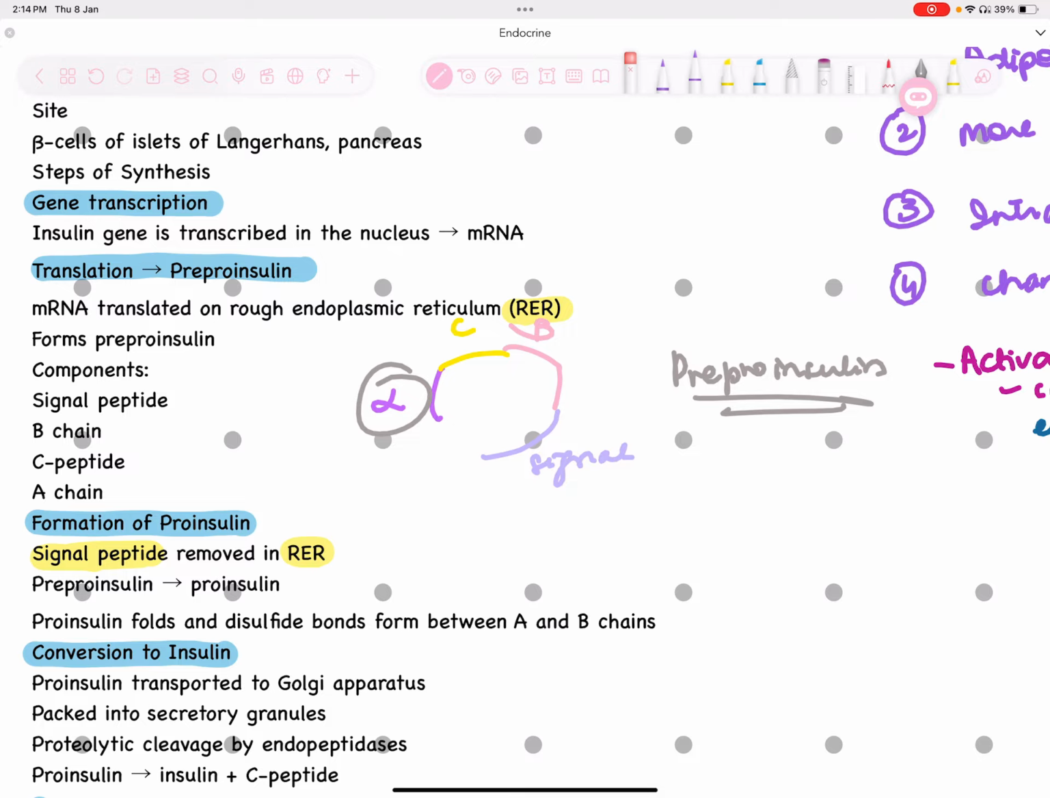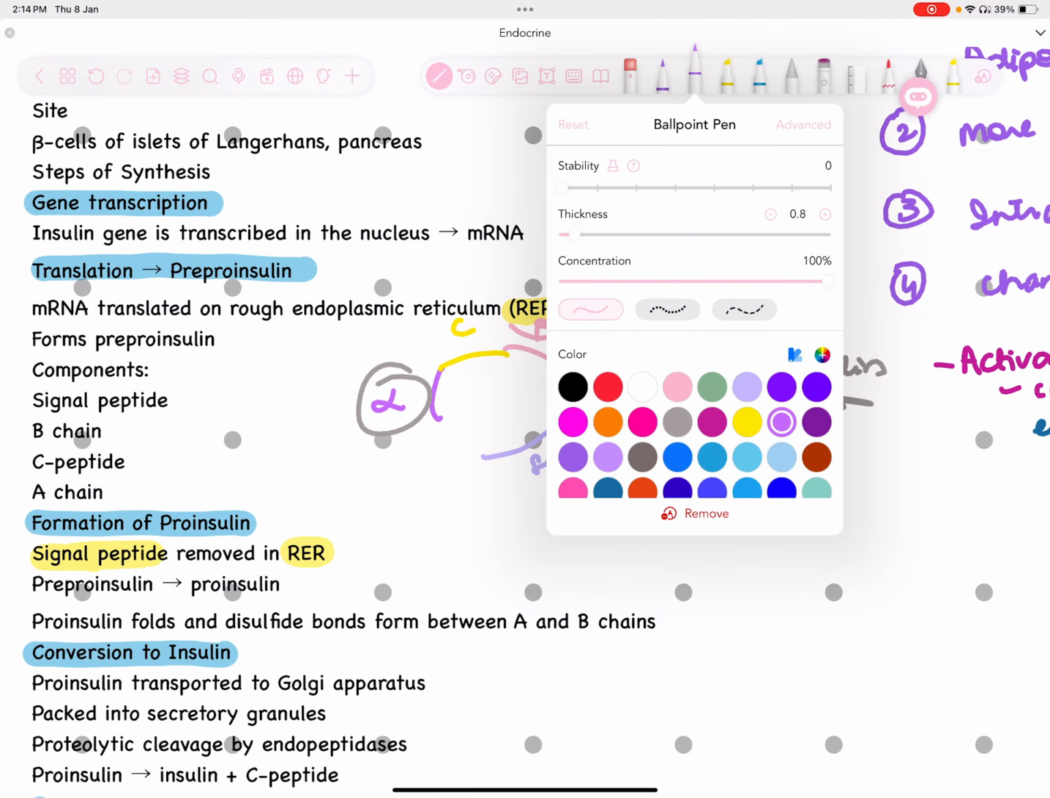Is this the same color? It's not. Which color is it? Yes. So it has two amino acid chains, and those amino acid chains are one alpha and one beta. This is something that you need to know, and I'm sorry for the mistake. So it has two amino acid chains, one alpha and one beta, a C peptide, and a single signal peptide.